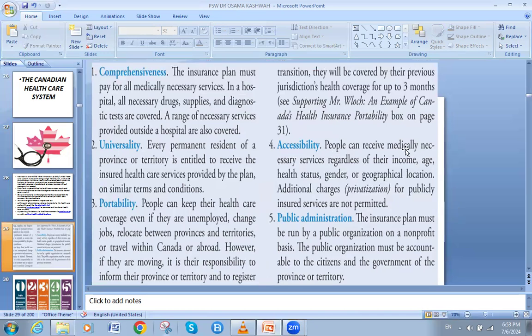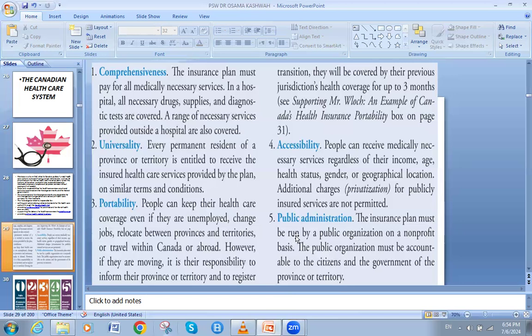Accessibility. People can receive medically necessary services regardless of their income. So accessibility means everybody has access to it. Everyone will receive these medical and healthcare services. No one has superiority or favor over another. All the people are equal here and all get the same services. Fifth, public administration.